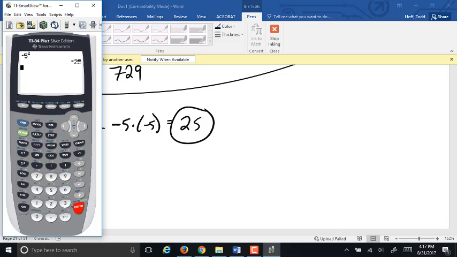So on most calculators, if you want to square a negative number, you have to put it in parentheses like that, negative 5 in parentheses. And then, oops, wrong key. Negative 5 in parentheses and hit x squared. And then it does give you the correct answer of 25.